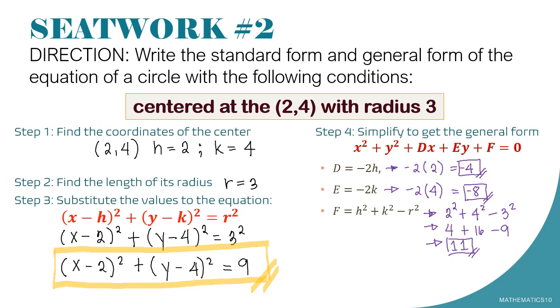And after that, you just simply substitute in our general form given. So our final answer would be, x squared plus y squared. And then for our d, our numerical coefficient, we have negative 4, so negative 4x. And for our e, we got negative 8, so negative 8y. And for our f, we got positive 11, so plus 11. And you just simply equate it to 0. And you're done. So this would be your general form.